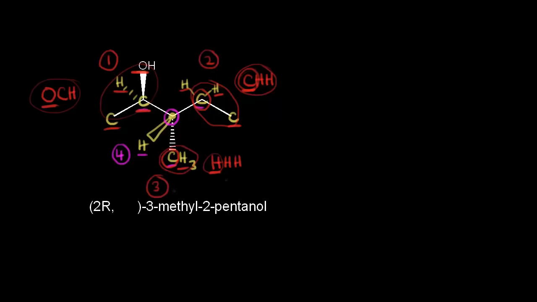So now that we've assigned priority, step 2 is to orient the molecule so that the lowest priority group is pointing away from you in space. And here, our hydrogen is coming out at us in space, so that's not what we want. We want the hydrogen to point away from us in space. So one thing we could do is to think about an axis through our chiral center, and we could rotate the molecule about that axis, and that would put the hydrogen going away from us in space. So let's go to the video so we can visualize what happens.